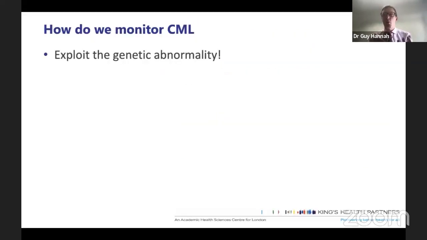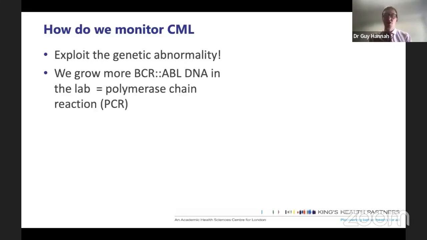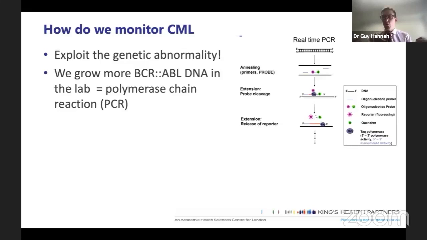So we need to exploit the genetic abnormality. We've got that BCR-ABL. Luckily, we can measure it. So basically, we grow more BCR-ABL in the lab. We do a polymerase chain reaction, which is we take the DNA, split it in half, and then grow a new bit of DNA in each half, and then keep doing that and build up more and more DNA. And we can measure how quickly BCR-ABL builds up compared to another gene, and then we can decide how much BCR-ABL there is. And it's a really nice, sensitive test.